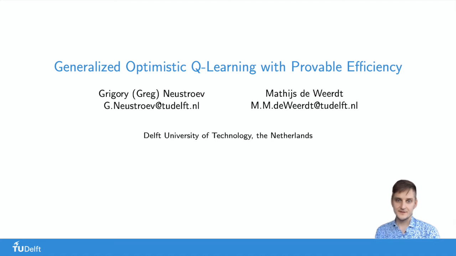Hello, my name is Neustroev, and in this video I'm going to talk about my paper on generalized optimistic Q-learning with provable efficiency. In short, this paper introduces a mathematical framework of sample efficiency analysis for a family of reinforcement learning algorithms known as optimistic Q-learning methods.